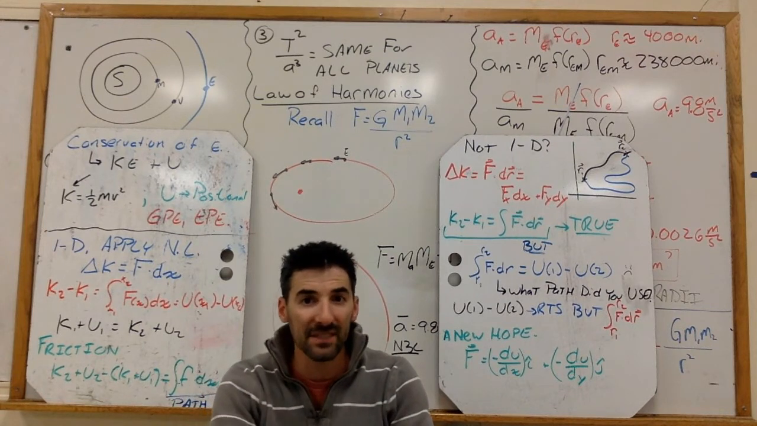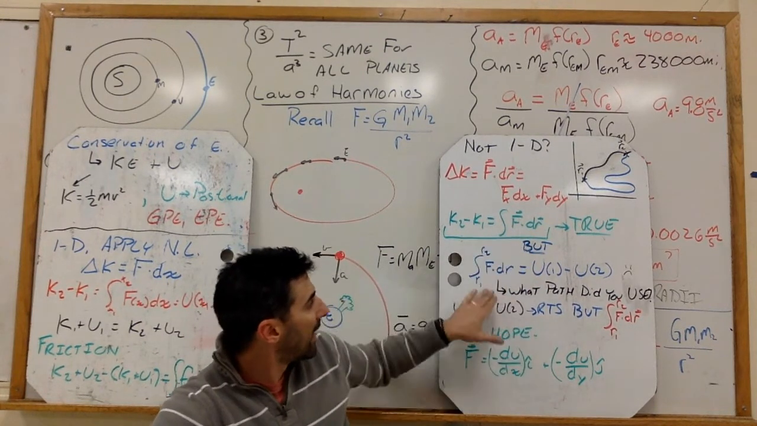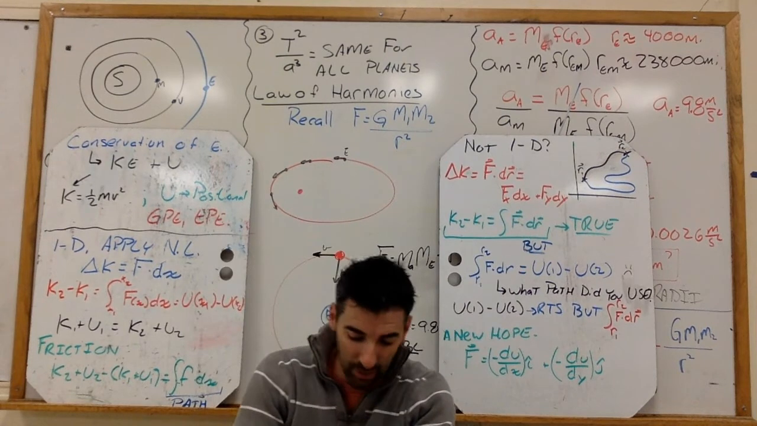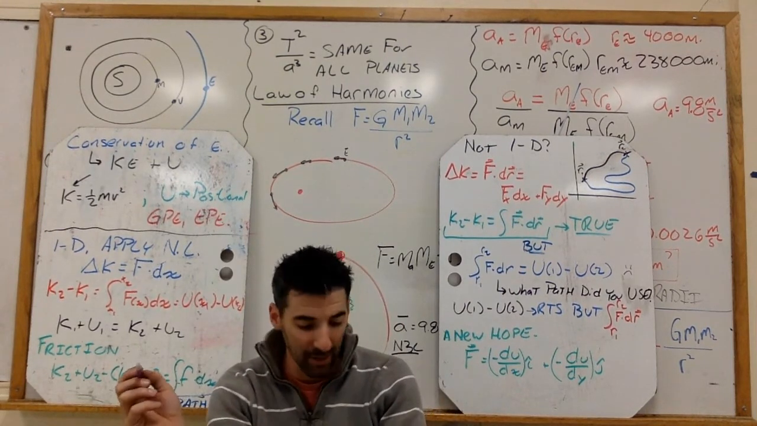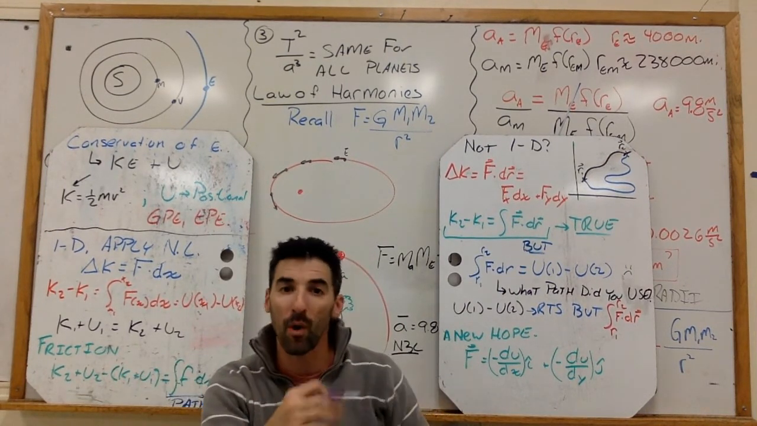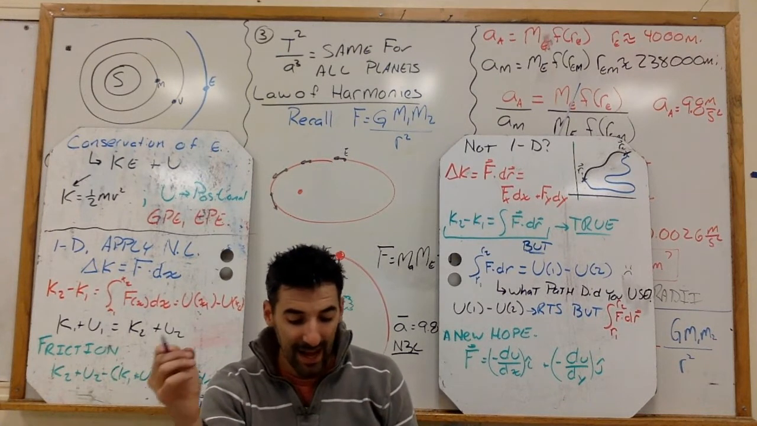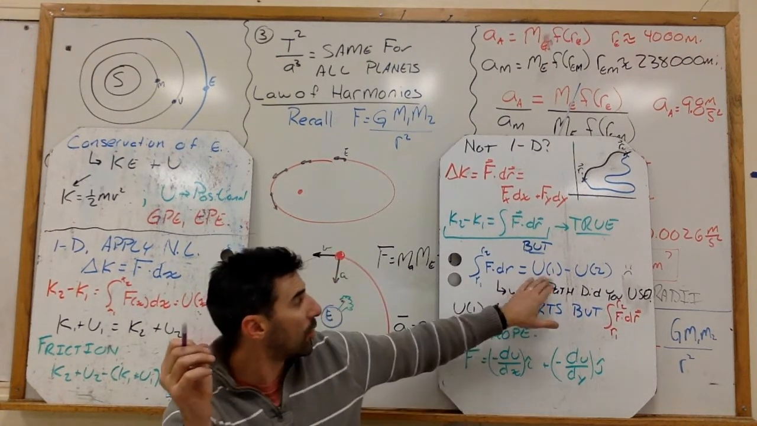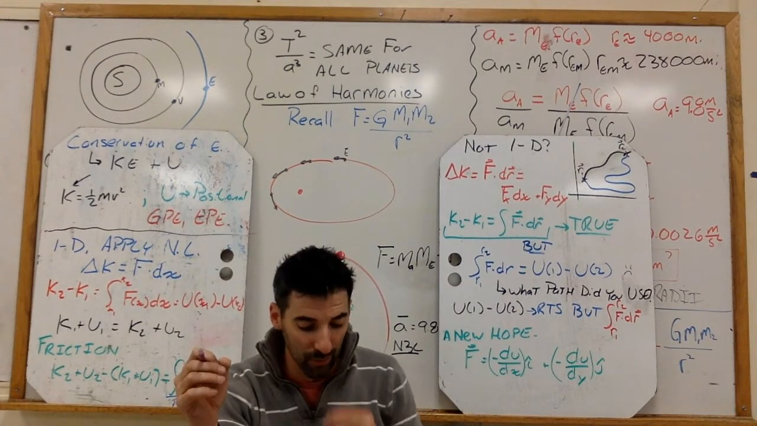So if I take the left side of my equation, my f dot dr, due to the nature of a dot product, if I add up all my appropriate components, I prove that u1 minus u2 is true.